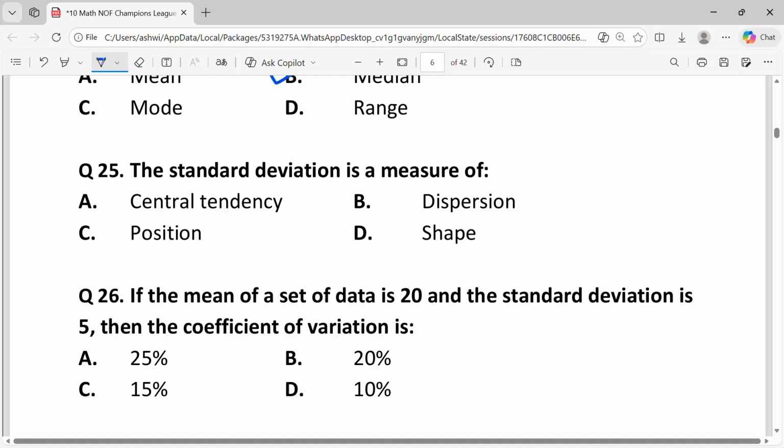Question 25. The standard deviation is the measure of dispersion. The standard deviation is a measure of the amount of variation or dispersion of a set of values. A low standard deviation indicates that the values tend to be close to the mean, also called the expected value of the set, while a high standard deviation indicates that the values are spread out over a wider range.